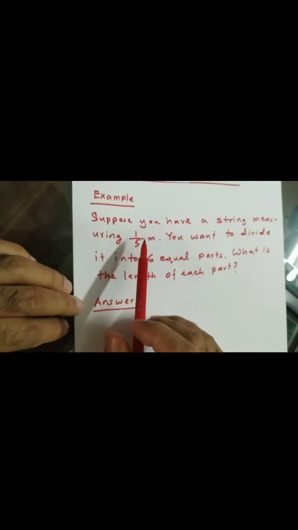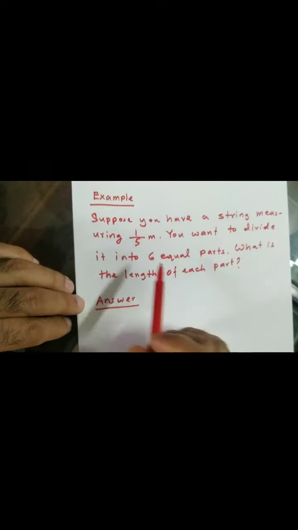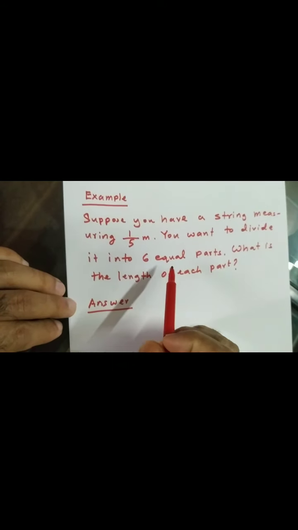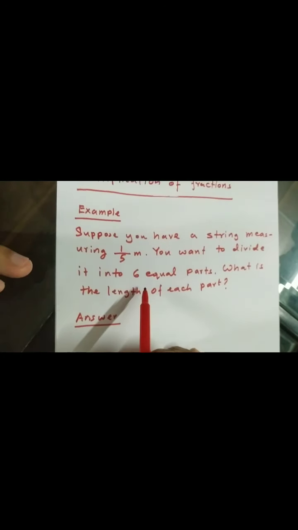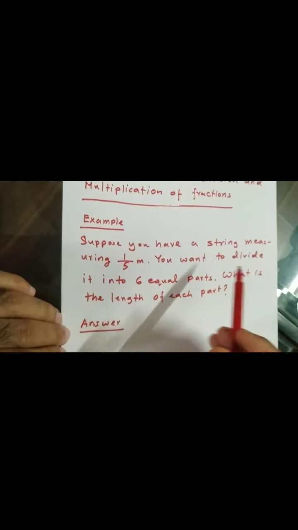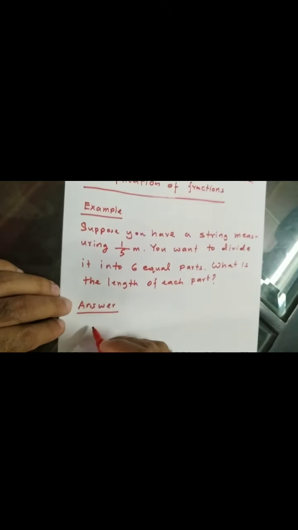You have a string measuring 1/5 meter and you want to divide it into 6 equal parts. So you are asked what is the length of each part. Now the question actually says what you have to do. You have to divide 1/5 into how many parts? 6 equal parts. Only then you can get the length of each part. So let's see.